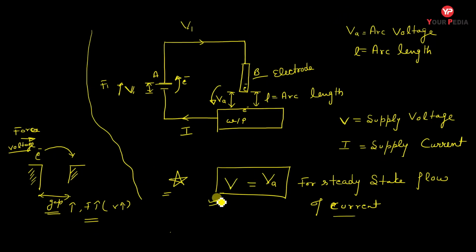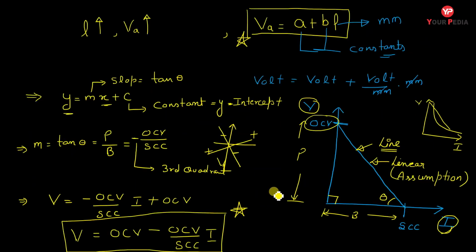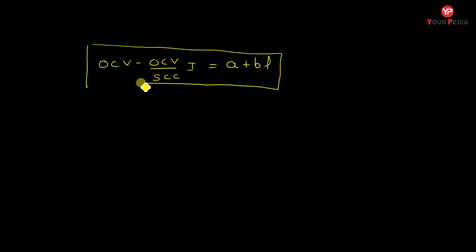Now initially we have studied that V must be equal to VA for steady state flow of current. So from here we can write OCV minus OCV by SCC into I equal to A plus BL. This is the final relation that we have to remember and use to calculate the very important numerical problems of 2 marks that generally come in the GATE exam. So we must solve that type of problem also. Just remember these formulas for open circuit voltage and short circuit current.